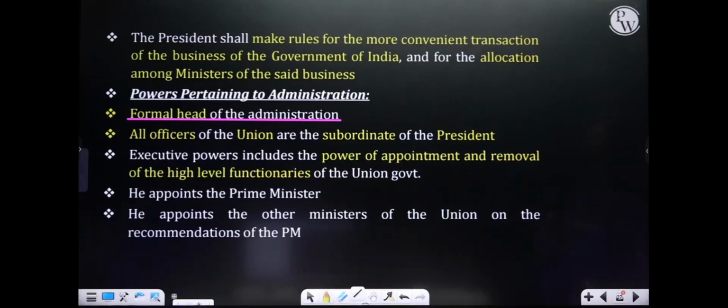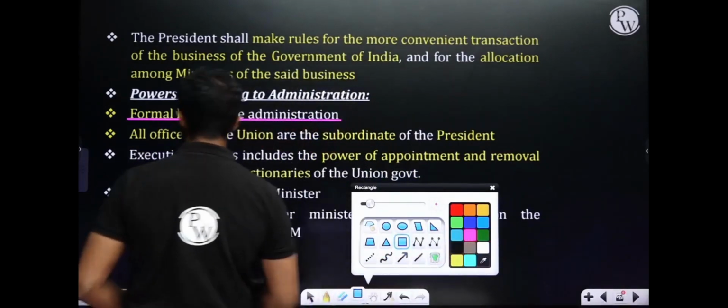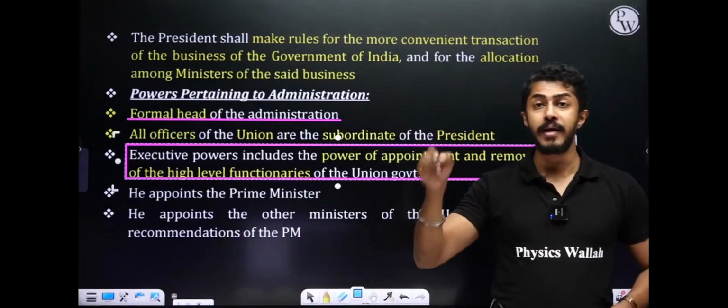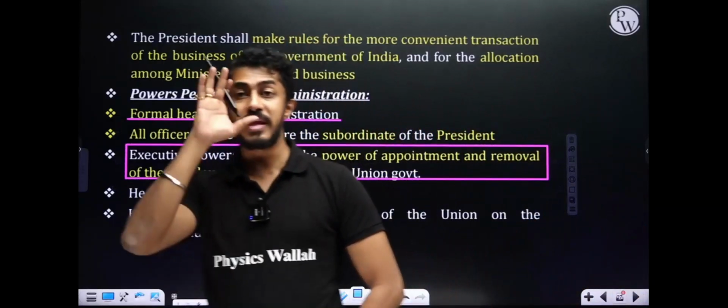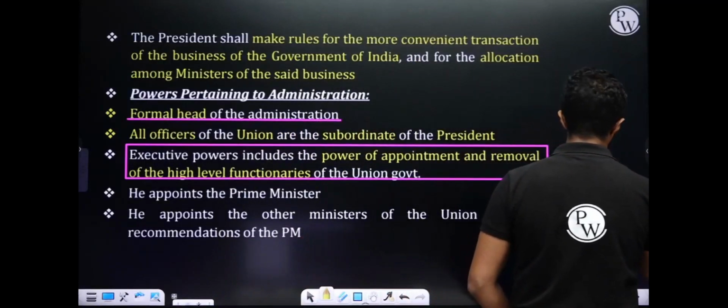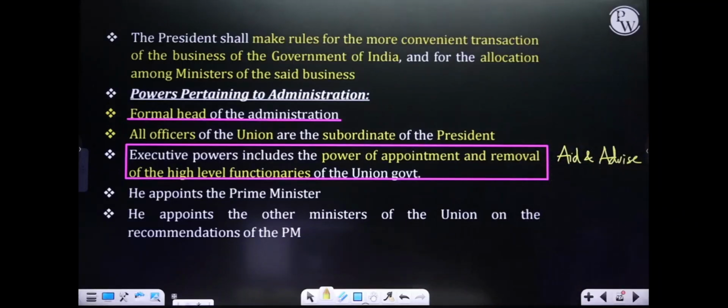Executive powers includes the power of appointment and removal of the high-level functionaries of the union government. He appoints the Prime Minister. He appoints the other ministers of the union on the recommendations of the PM. So here, understand one thing, even though it says that the President can appoint and remove the high-level officers, please understand it is again based on aid and advice of the Council of Ministers headed by the Prime Minister.